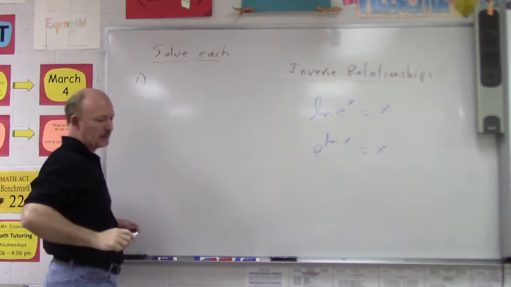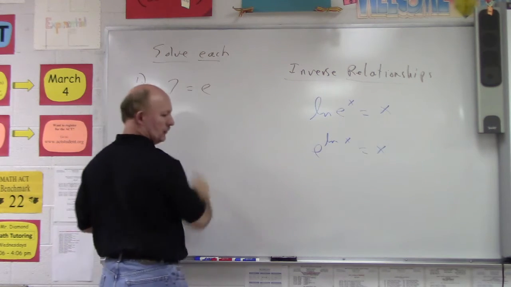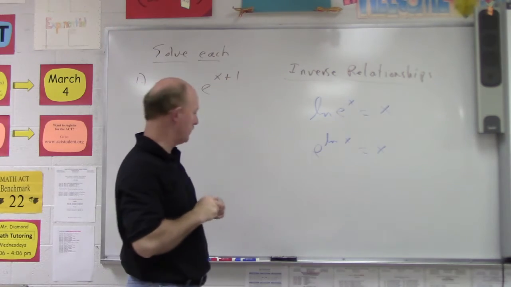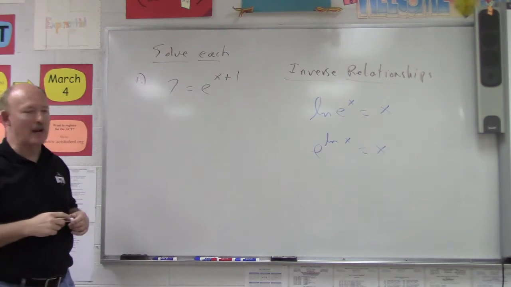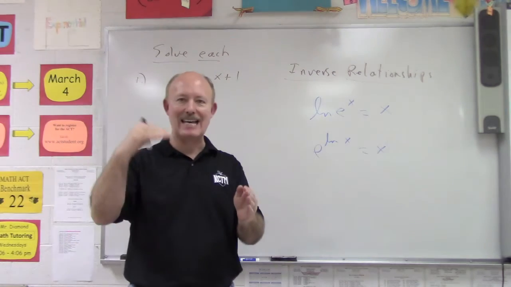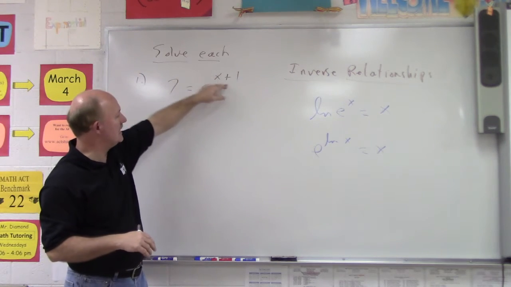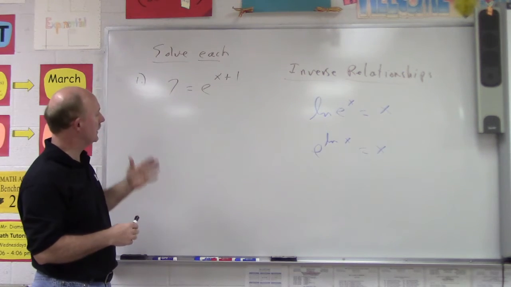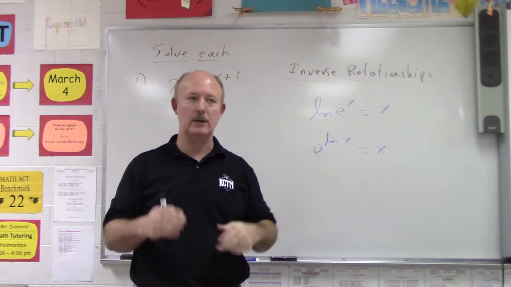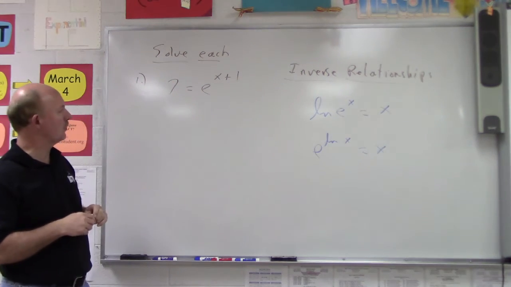Here's our first problem. Let's do 7 equals e to the x plus 1 power. Let's try this exponential equation. In an exponential equation, you'll see the variable in the exponent of your e. So as we get started, to get x out of an exponent, it takes a logarithm. You have to use your power property to get x out of the exponent.